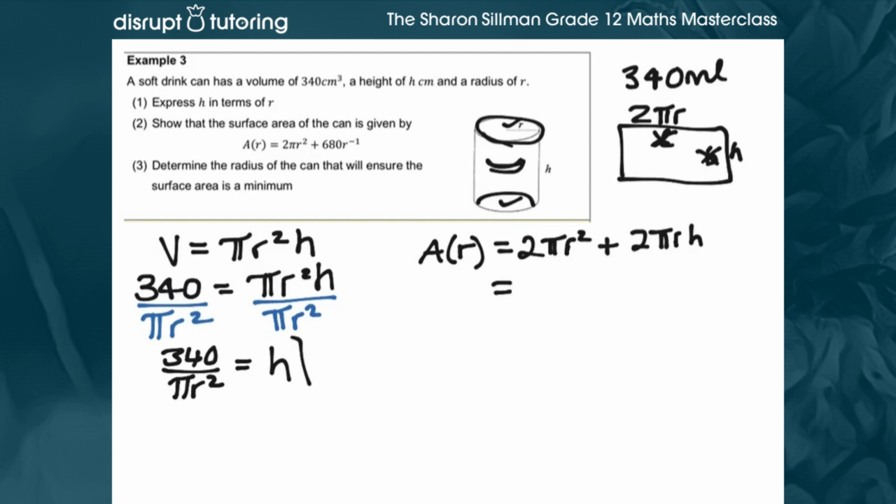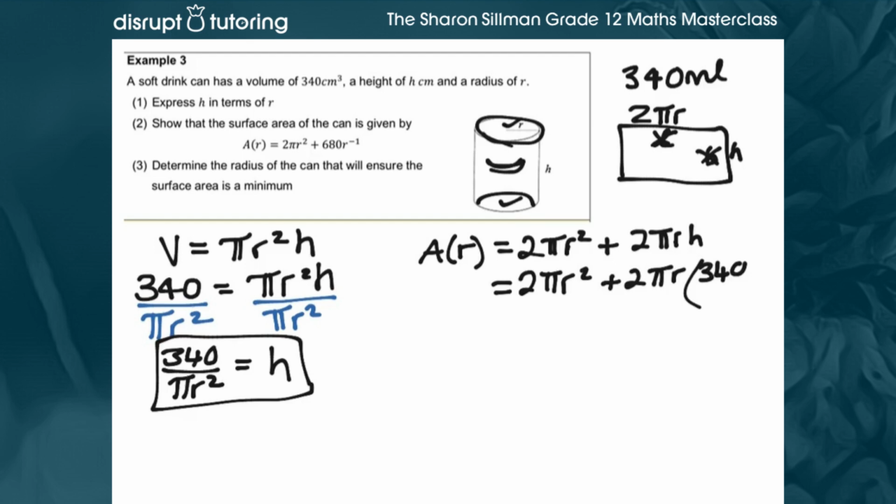Now we need to put that in. If h is equal to 340 divided by pi r squared, then we're going to replace h with that. Notice how I make sure the numerators stay in line and that the denominator goes underneath. It just maybe avoids some careless mistakes. So let's now simplify that.